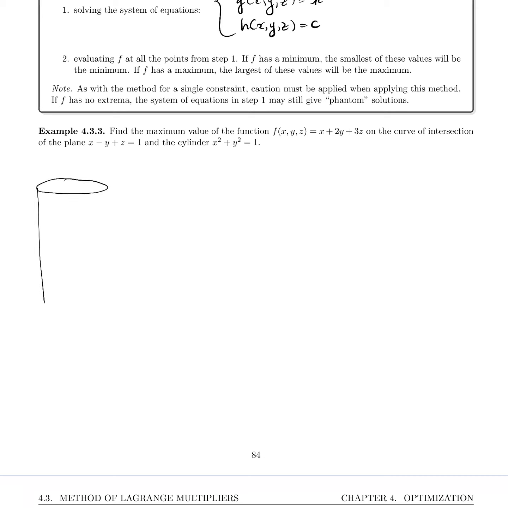So if we have a cylinder x squared plus y squared is equal to 1, that's a right circular cylinder. And if we have a plane like the plane x minus y plus z is equal to 1, it's going to come and cut that cylinder at a curve. The intersection of two surfaces is a curve. And the intersection of these two surfaces will be an ellipse.